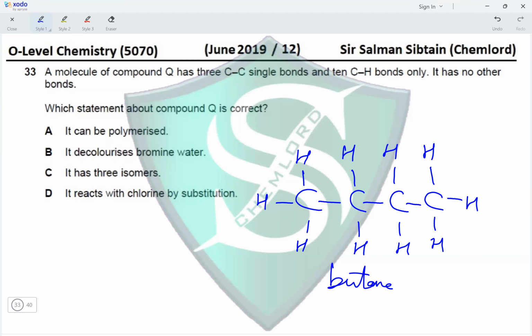Which statement about compound Q is correct? It can be polymerized. No, it is an alkane. Alkenes can be polymerized. It decolorizes bromine water. No, it is an alkane.